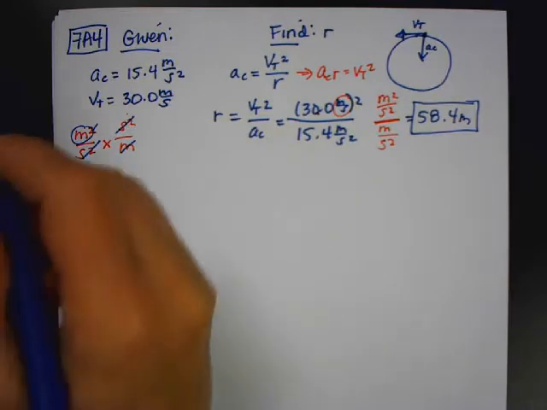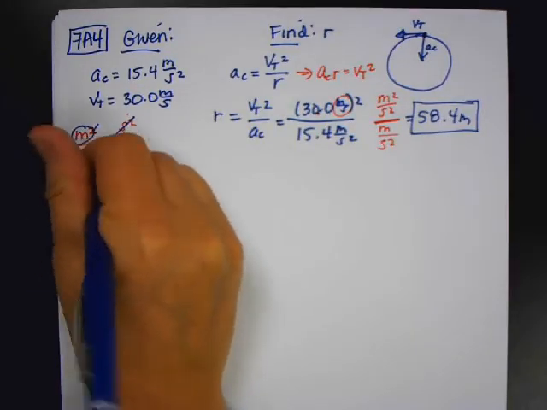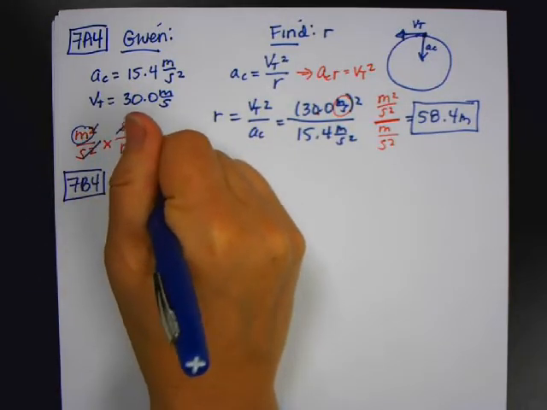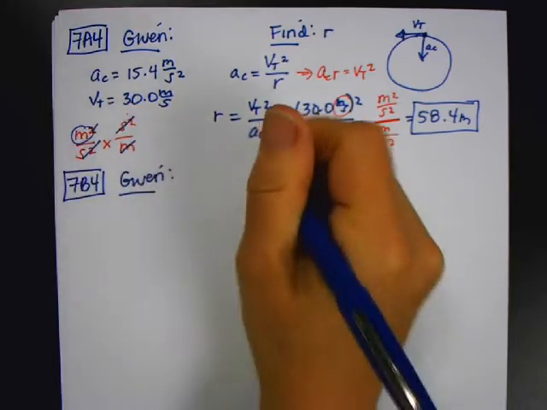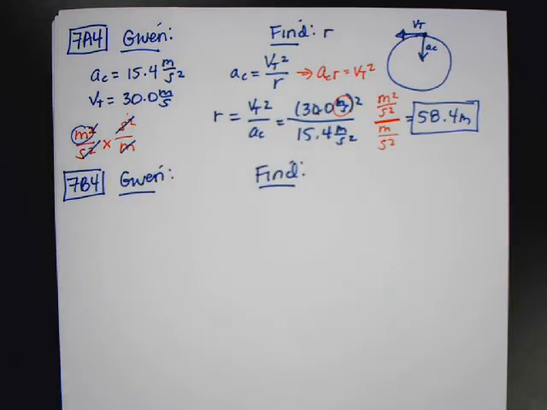All right, now we're going to look at 7b, and we're going to look at number 4. So again, we're going to write our given, and we're going to write our find. And when I read the problem, I'm going to chunk. I'm not going to read the whole thing and get confused. I'm going to read, I'm going to write, I'm going to read, I'm going to write.